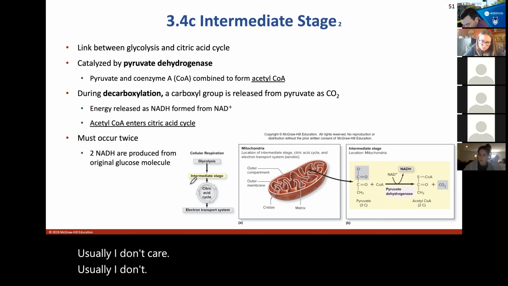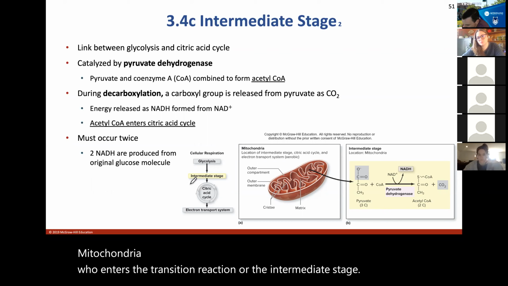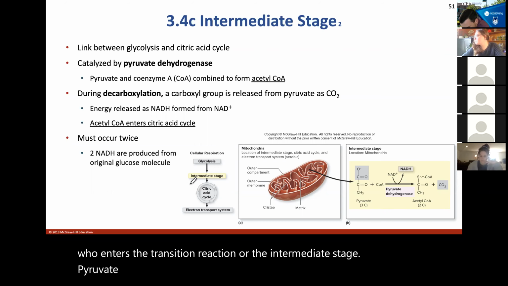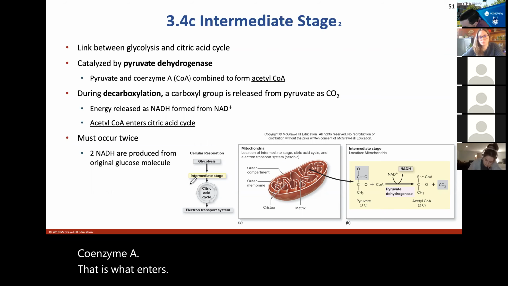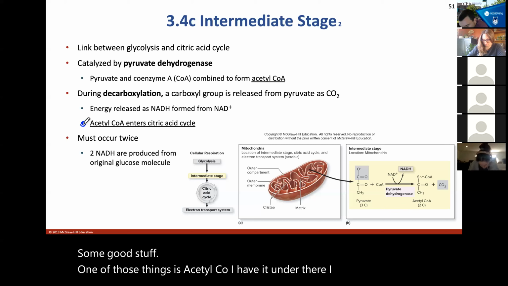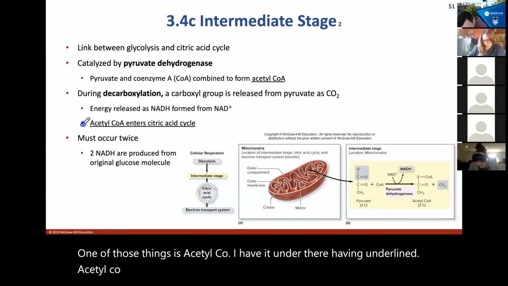But where is this occurring? The matrix, in the mitochondria. What enters the transition reaction, the intermediate stage? Pyruvate and coenzyme A. That is what enters. What do I get out of it? Well, some good stuff. One of those things is acetyl-CoA. I have it underlined. Acetyl-CoA moves on to the next step, the Krebs cycle.